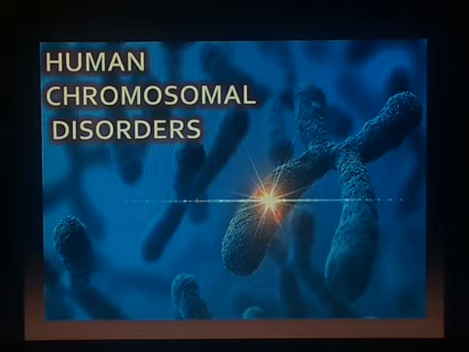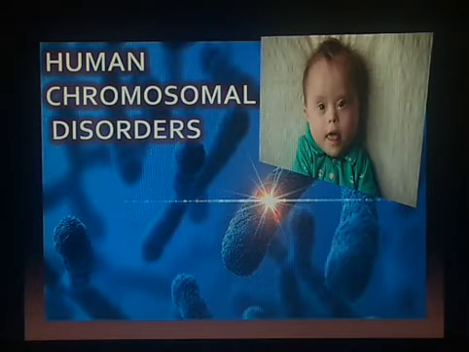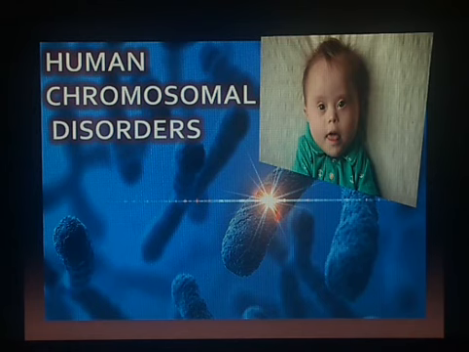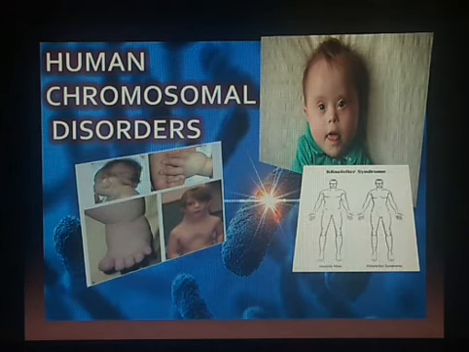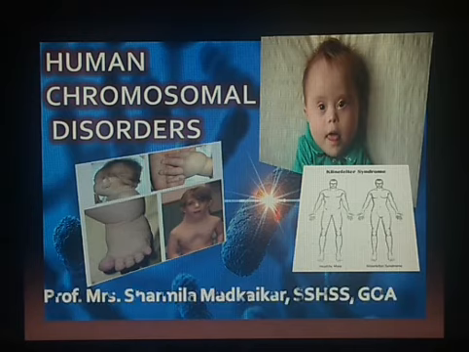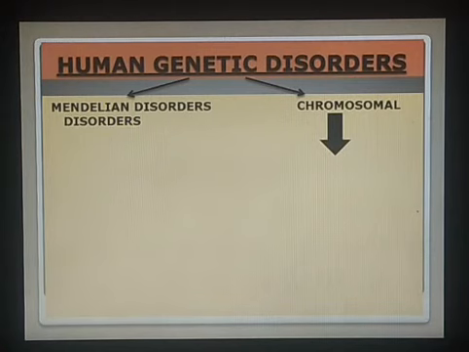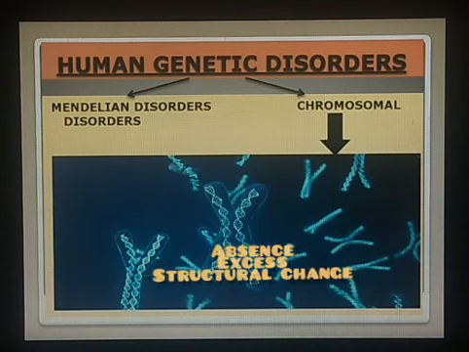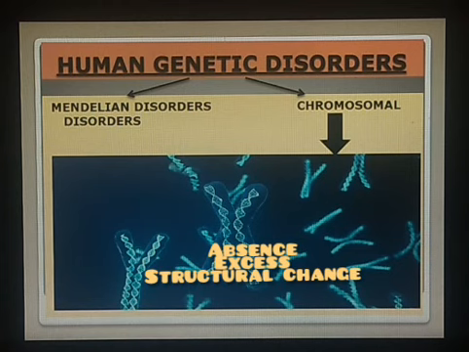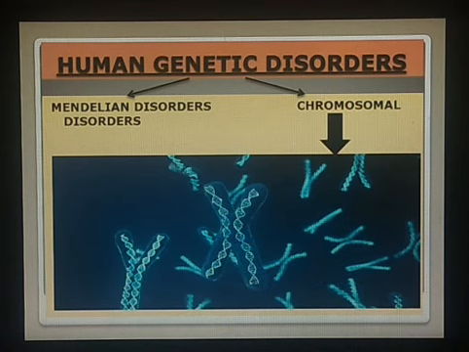Students, today we will learn the second part of human genetic disorders, and that is chromosomal disorders. In this video we will discuss the different types of disorders that are observed in the individual. Chromosomal disorders are caused due to the absence or excess of chromosomes, or if there is any abnormal arrangement of one or more chromosomes. Such a situation leads to serious consequences in the individuals.